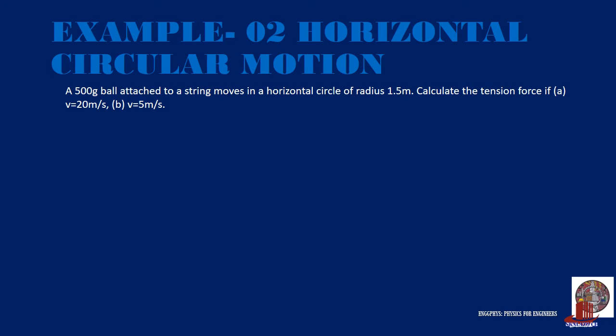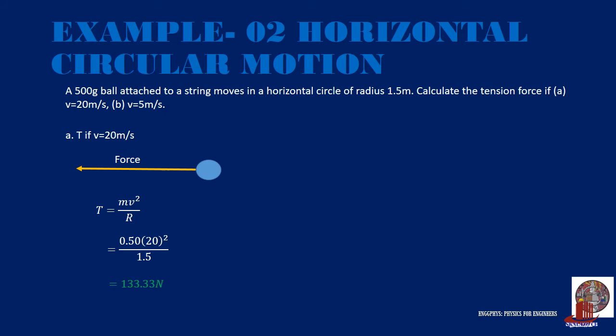The second example deals with circular motion moving horizontally. A 500-gram ball attached to a string moves in a horizontal circle of radius 1.5 meters. Calculate the tension if A, velocity is equal to 20 meters per second, and B, if velocity is just 5 meters per second. If an object is moving so fast in a horizontal motion, the force in the string will focus on the centripetal force, so tension T can be taken as mv squared all over r. And placing the given, we can have 0.5 times 20 squared all over 1.5, and the answer would be 133.33 newtons.